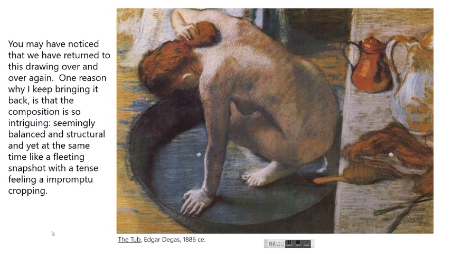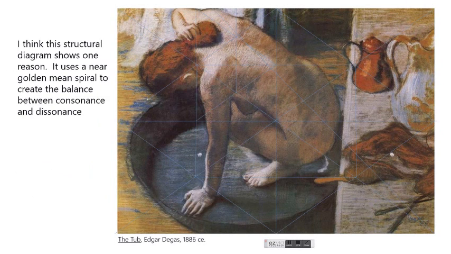And part of that may have been because Degas worked from photographs, and a part of it may be because of this cropping of this table plane and the way that already cuts into and plays with whether the composition is really a square composition or a rectangle composition. But there's another reason why I think it has this unusual sense of balance, and that has to do with its structure.